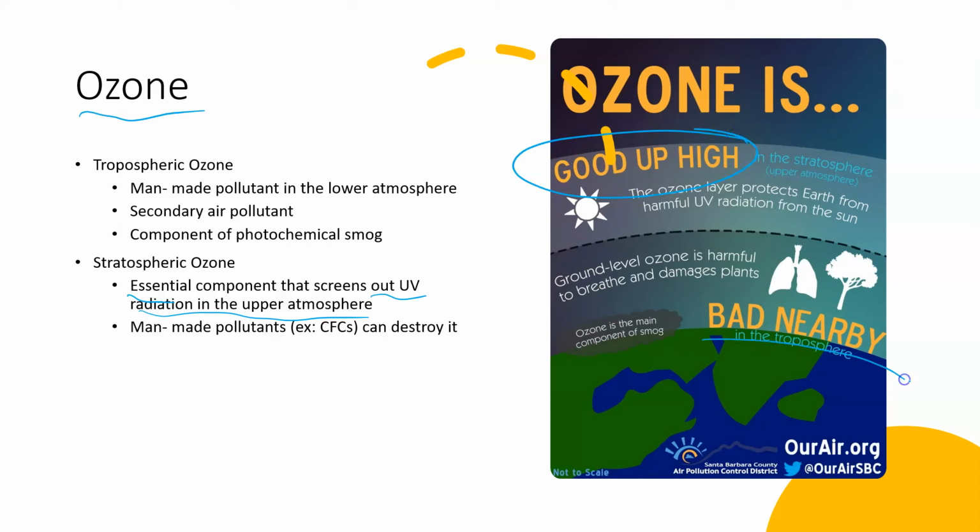But we say it's bad nearby because down here in the troposphere, we don't really want to be breathing in tropospheric ozone. All right. It leads to all kinds of secondary pollutants that can lead to things like photochemical smog, again, that we will talk about later. Okay. So in the troposphere, right, ozone is considered a pollutant. In the stratosphere, it is considered essential.